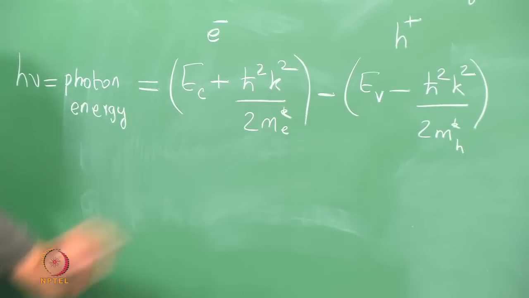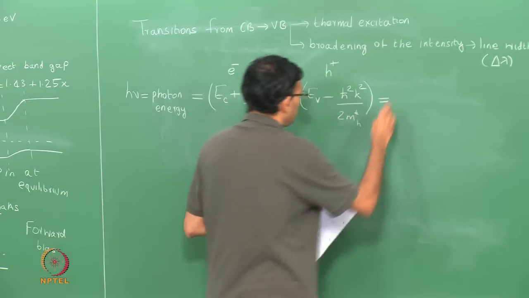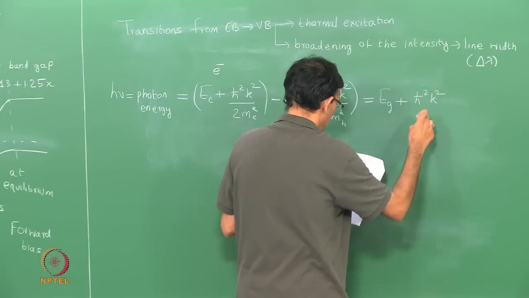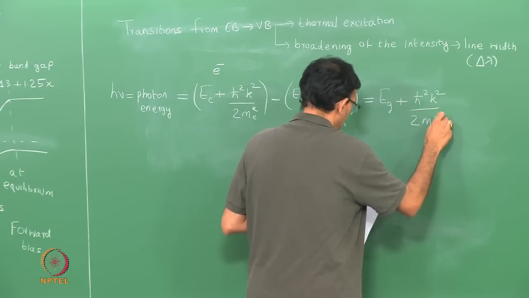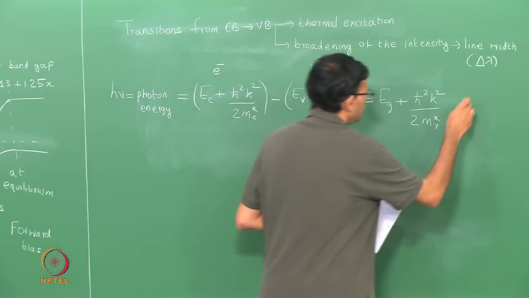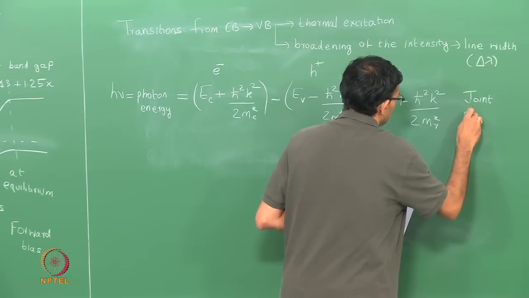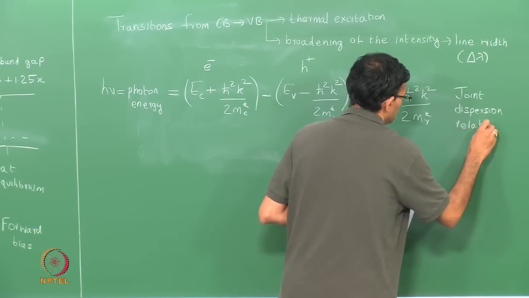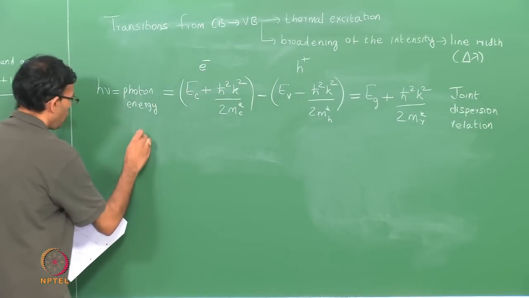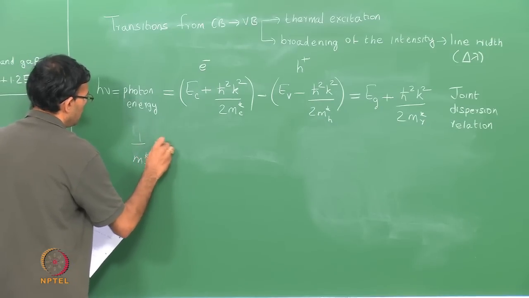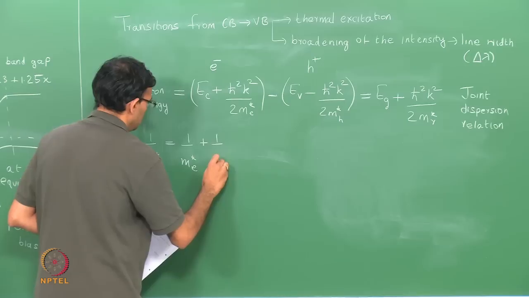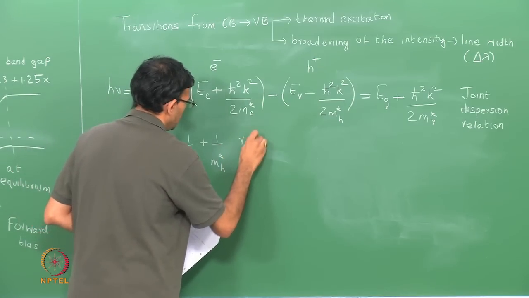These values of k can be different, but for simplicity let me just take them to be the same. In this case, this equation simplifies to Eg plus h bar squared k squared over 2 mr star. This equation is called the joint dispersion relation. mr star is called the reduced effective mass, and 1 over mr star is the sum of the inverse effective masses.